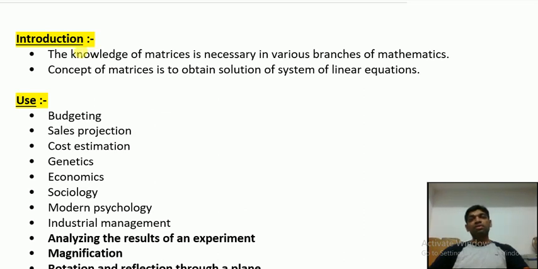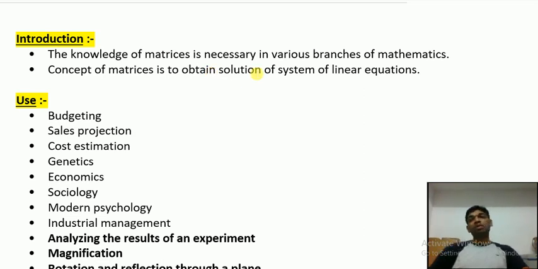Let us start with the introduction. In the introduction, what I have covered is how, when and why this matrix comes up, and what we need from the matrix. Actually, the knowledge of matrices is necessary in various branches of mathematics. The concept of the matrix is to obtain the solution of a system of linear equations.